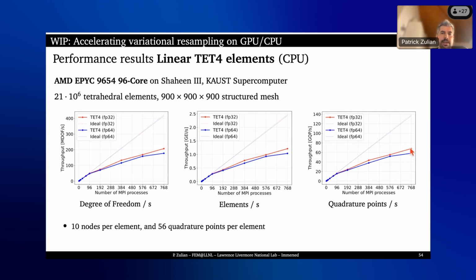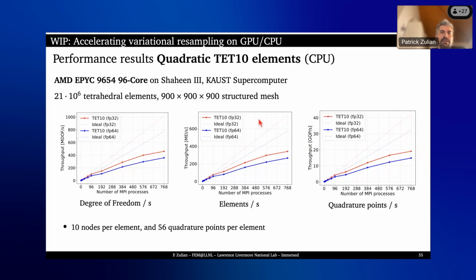And even on CPUs, if we move to higher order, we can already see that we have a nicer speed up. So we can go from 200 to 400 almost immediately, and we have this throughput of half a gigadof per second using 4 nodes of Shaheen.